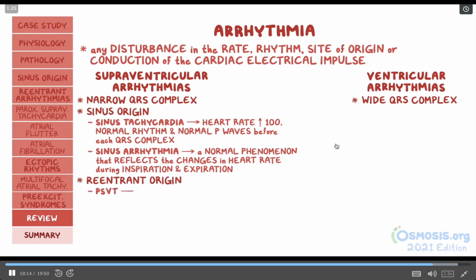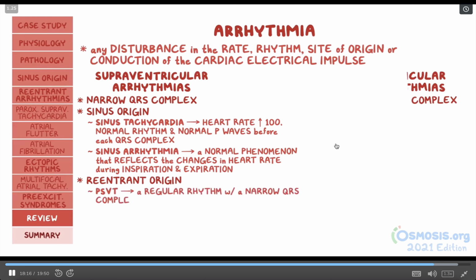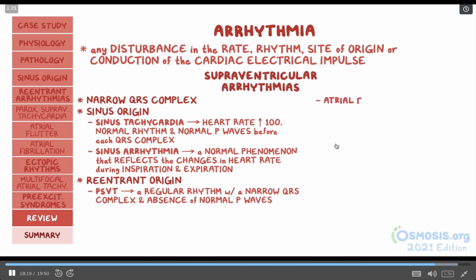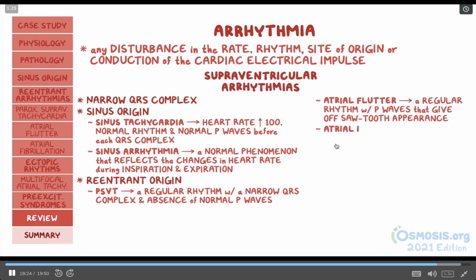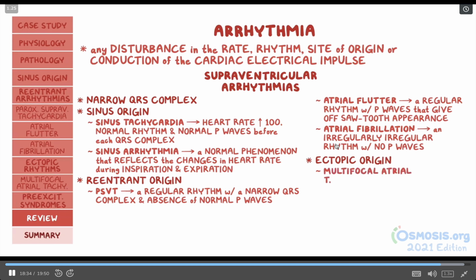This includes PSVT, a regular rhythm with a narrow QRS complex and an absence of normal P waves, atrial flutter, a regular rhythm with P waves that give off a sawtooth appearance, and atrial fibrillation, an irregularly irregular rhythm with no P waves. Finally, supraventricular arrhythmias can have an ectopic origin like multifocal atrial tachycardia, which is an irregularly irregular rhythm with present P waves.